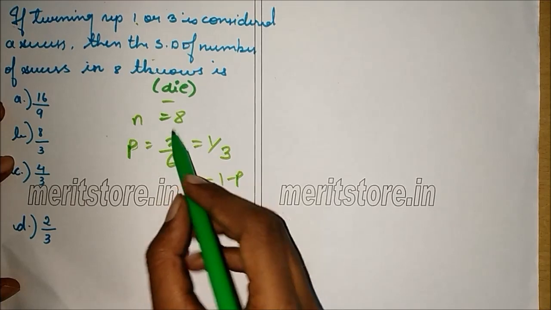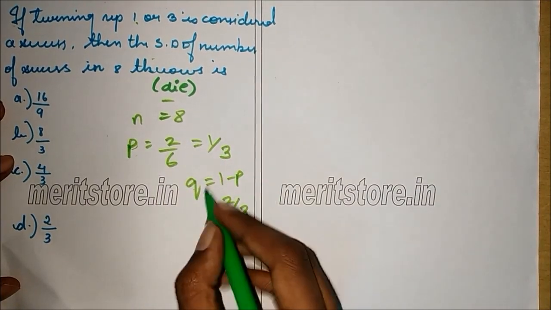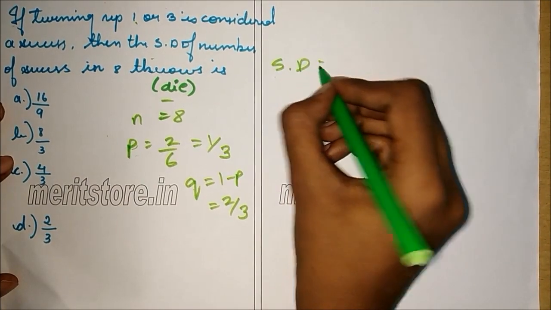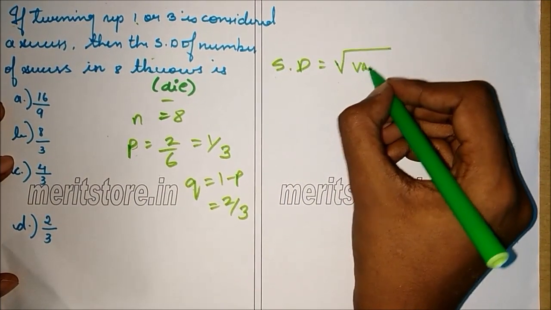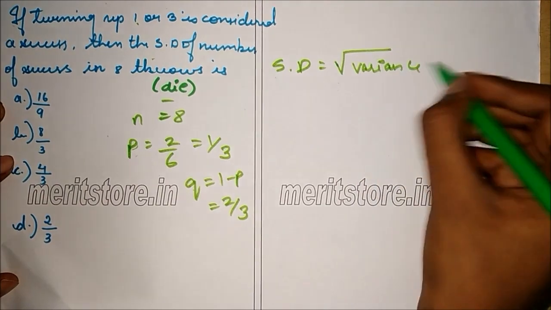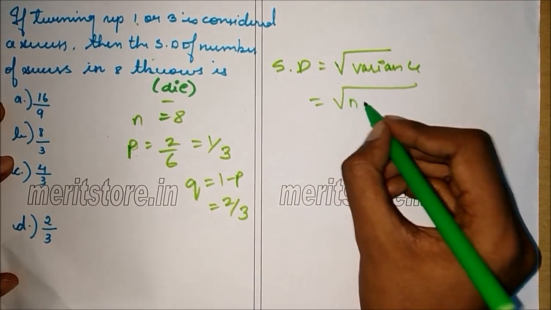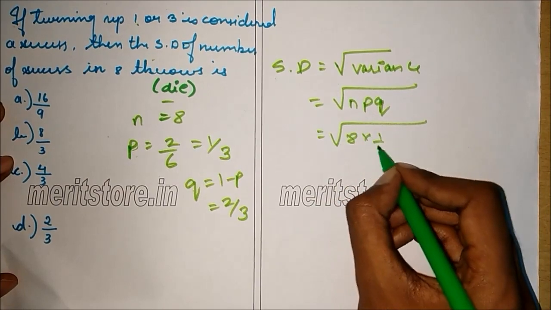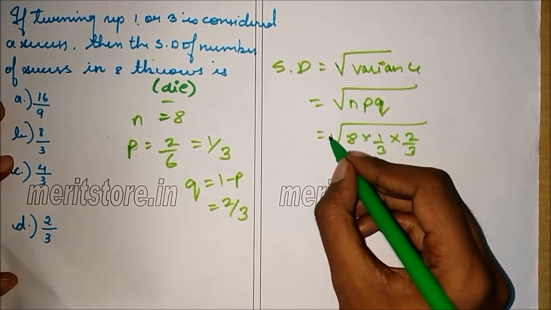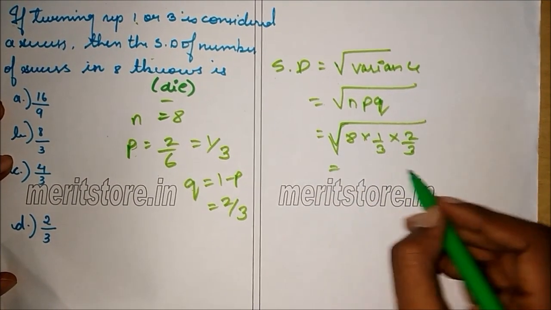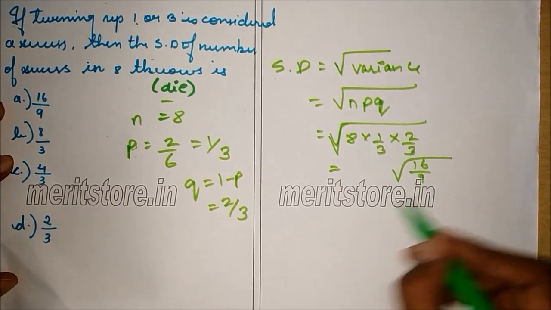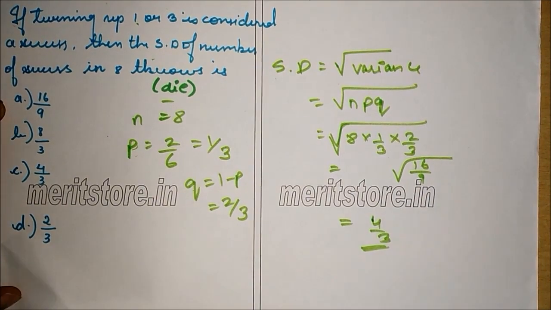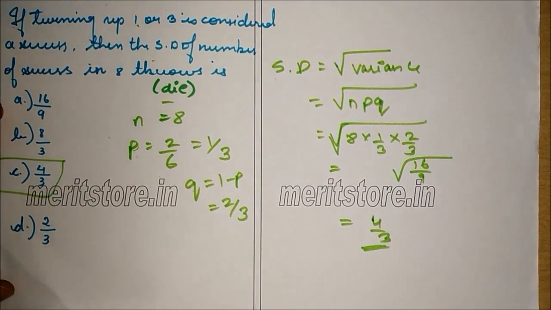So n is 8, P is 1 by 3 and Q is 2 by 3. So standard deviation is given by root of variance, and variance is given by NPQ. So this will be root of NPQ, which is root of 8 into 1 by 3 into 2 by 3. That is equal to root of 16 by 9. This is equal to 4 by 3. So the answer is C, 4 by 3.